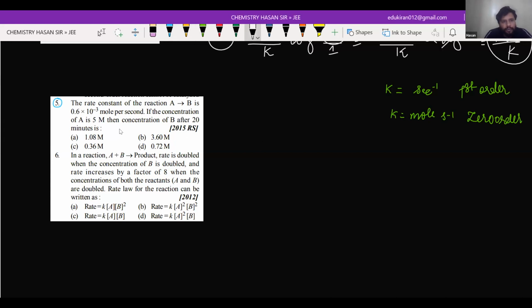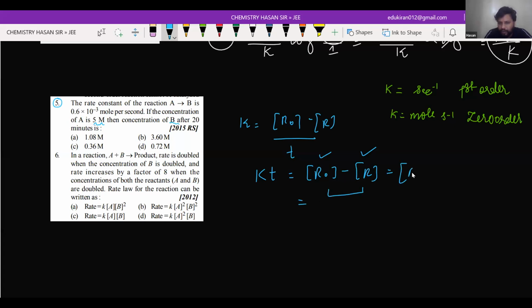In order to find the rate constant, I told you K will be equal to R naught minus R upon T. So I can also write KT will be equal to R naught minus R. We need to calculate the concentration of B after 20 minutes. So first of all, if you take R naught as 100 and the final concentration is whatever is left, if you subtract this, then you will get the concentration of B.